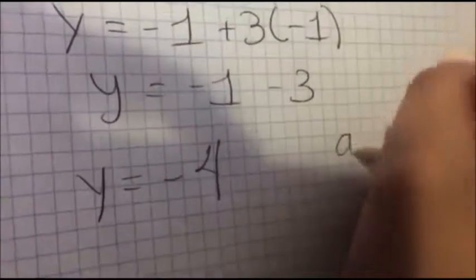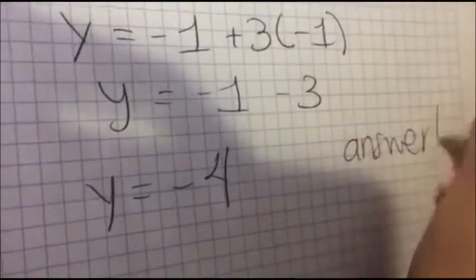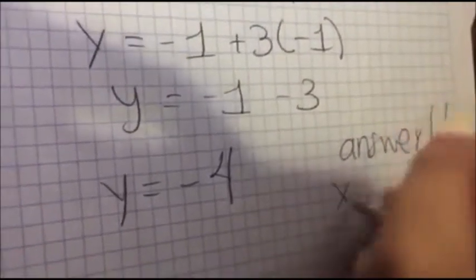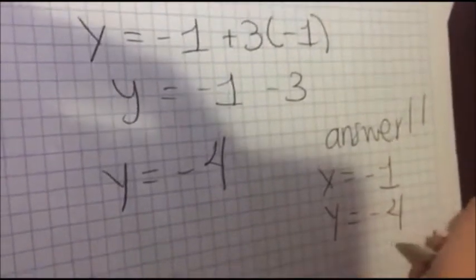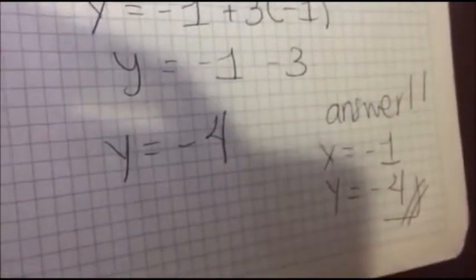So now our answer will be x equals minus 1 and y equals minus 4. The same result that we have got with all the methods.